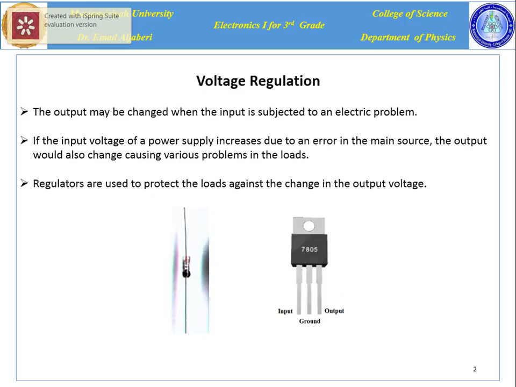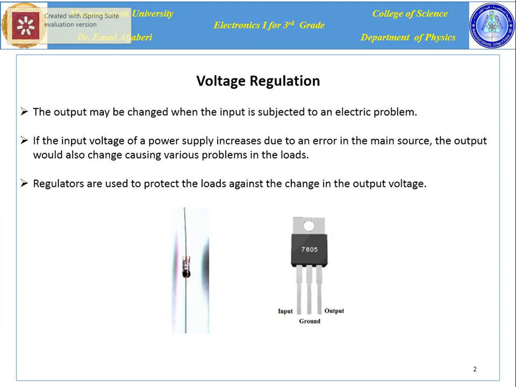In this video I'm going to talk about voltage regulation. It is well known that the electric damages occurring in the electric devices are principally due to change in the voltage of the sources. So when the input voltage of a power supply increases to a higher value, the output circuit becomes in danger and might be damaged. Therefore, regulators are usually used as a protector that prevent such damages in the devices.